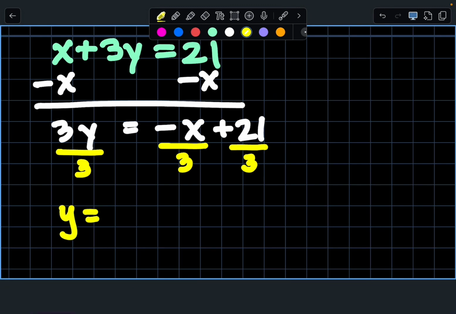y equals negative 1/3 x, or you could write it as negative x over 3. That's also fine. Plus 7.